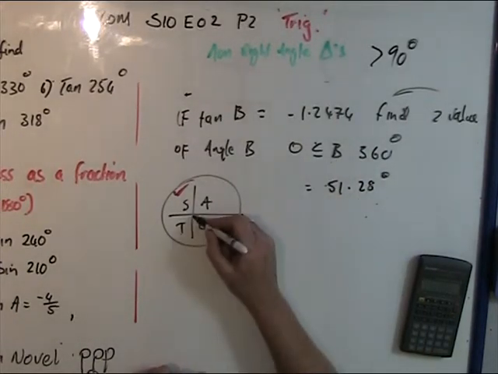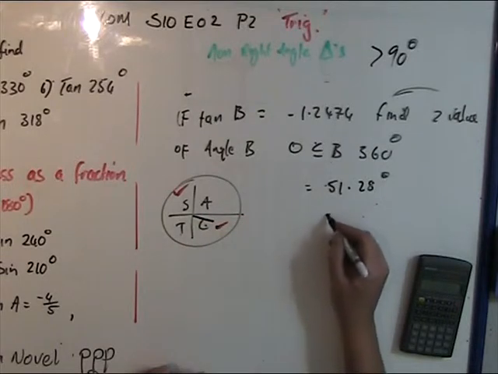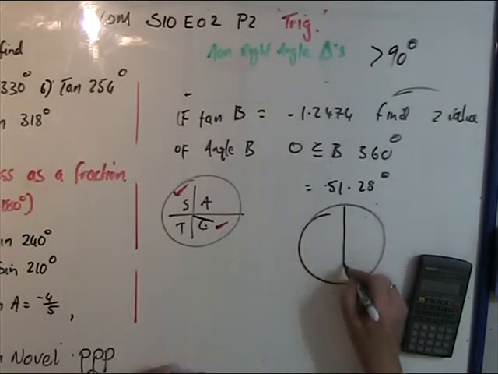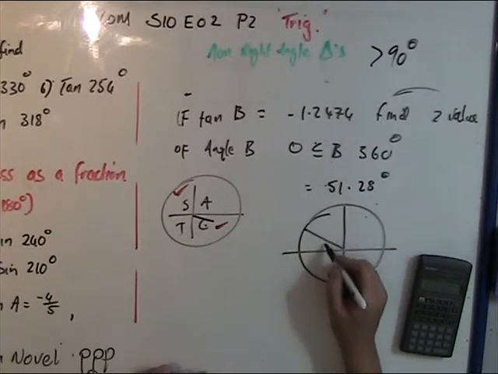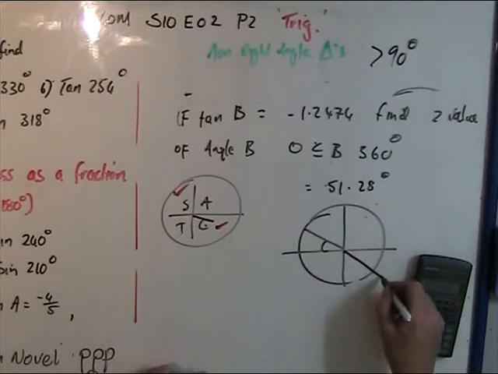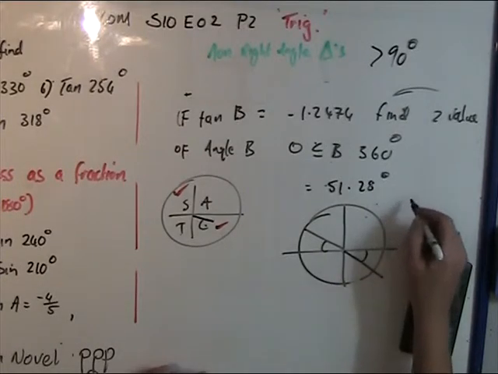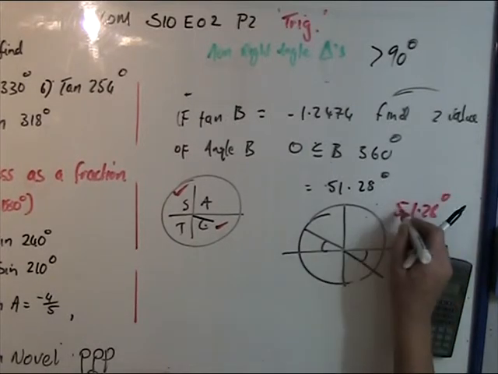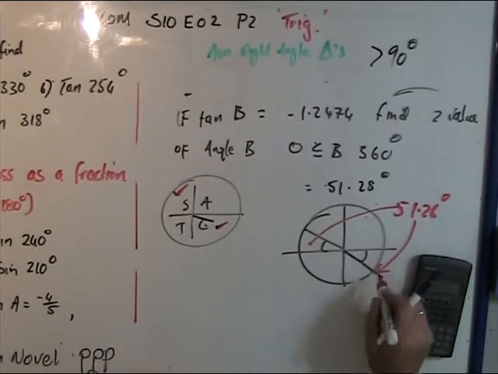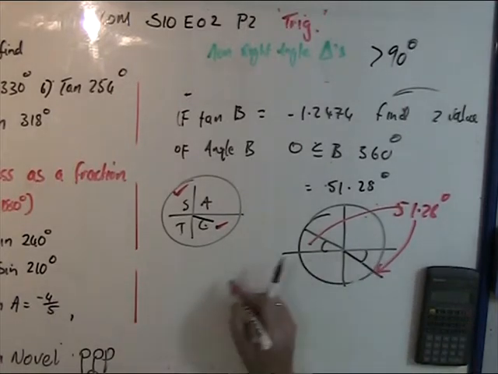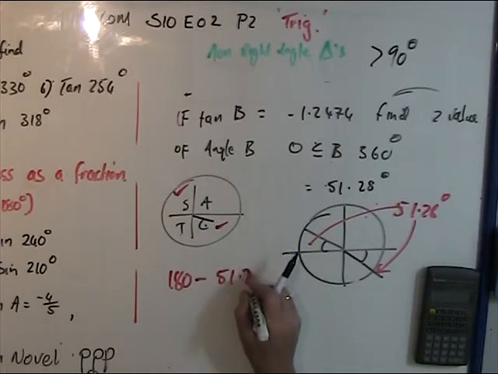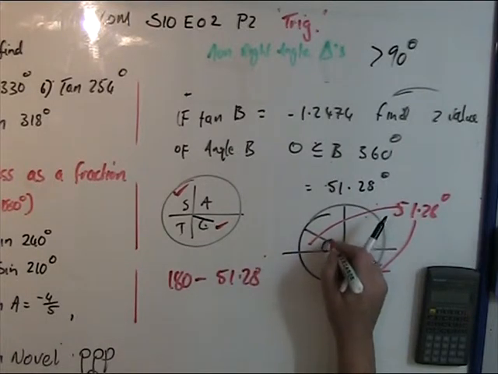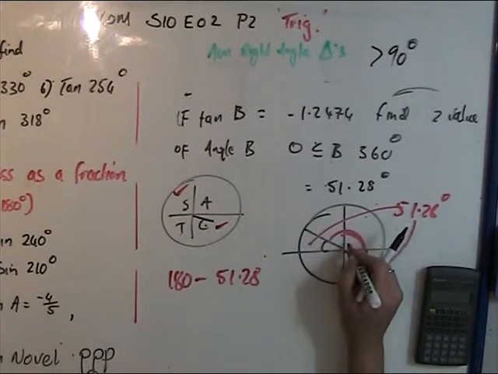Now my angle makes 51.28 degrees with the x-axis. So here I found my quadrants. This is my 51 degrees here, and this is my 51 degrees here. Each one of them is my angle of 51.28 degrees. It's either in that quadrant or in that quadrant. Now to find that angle I have to take 51.28 away from 180, to find what it makes with the x-axis. This is the positive angle.